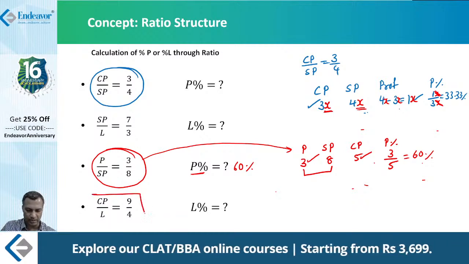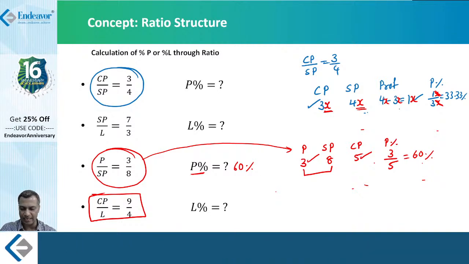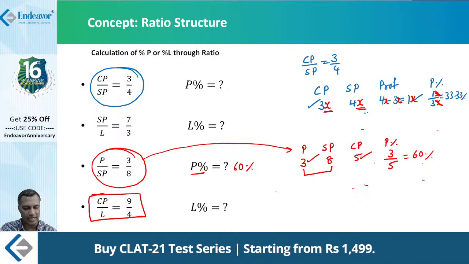Right? Let's come here. Let's understand this last one. Let's come to the last piece here. Cost price by loss, CP by L is equal to 9 by 4. What is L? L stands for loss there.